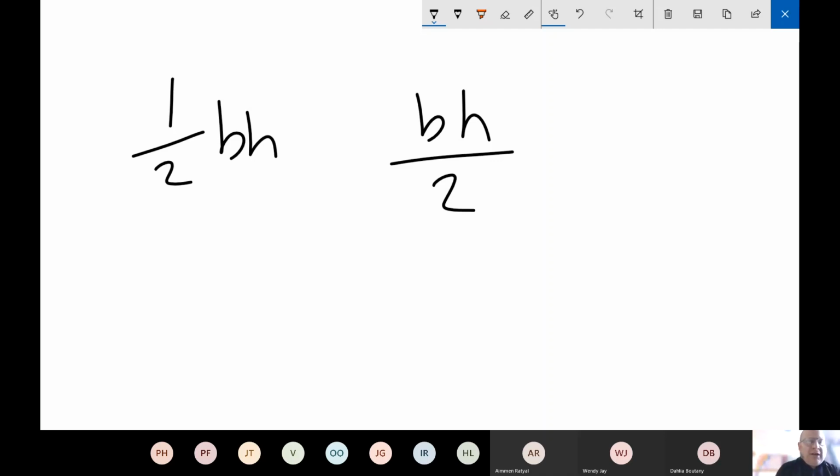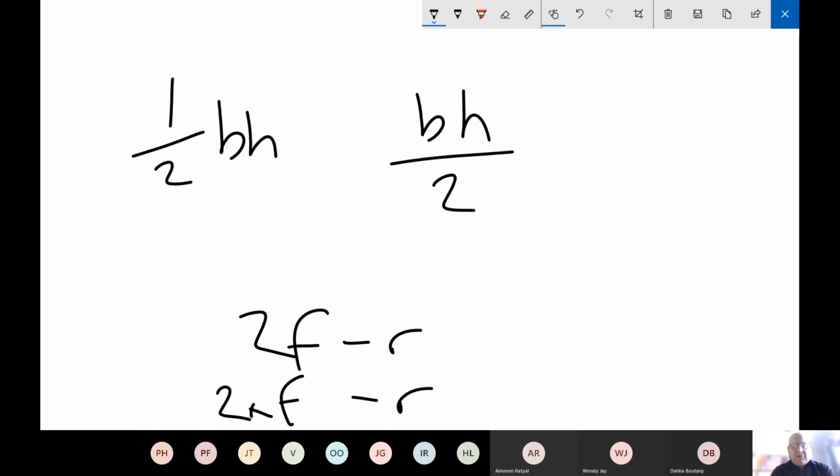We know that when you have a formula, if a formula is 2f take away r, we do 2 times f first and then we take away r, whatever those letters might mean. So if you see a formula in the test, if they say work out this calculation using this formula, I would say forget everything you learned and just use that formula, and I'm going to follow that formula because that's what they've told me to do.